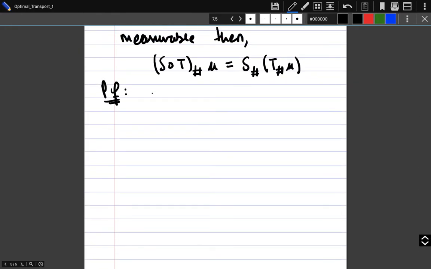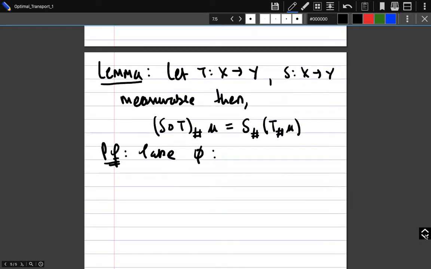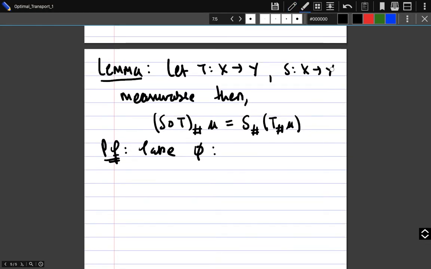So let's proceed. Let's take phi to be a map, which, oh yeah, perhaps I should change the space for this, otherwise it doesn't make sense.